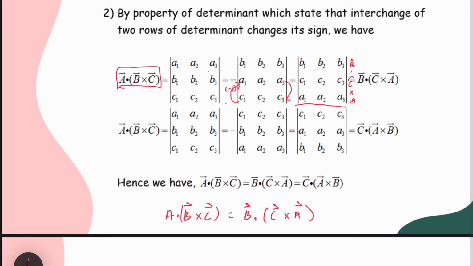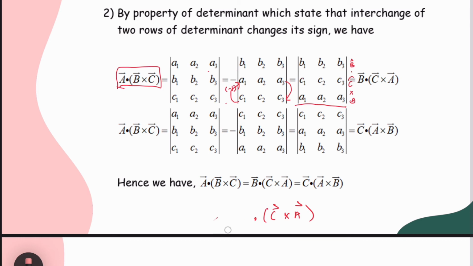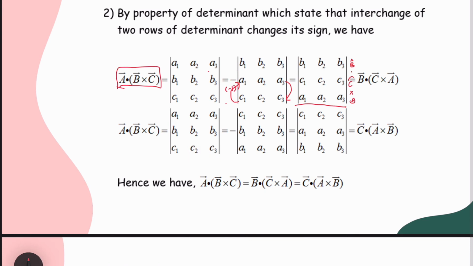Okay, another example here. Let's say we have the scalar triple product here, A dot B cross C. We already saw that this one can be written in the form of this matrix, where this one is A dot B cross C, according to the order.